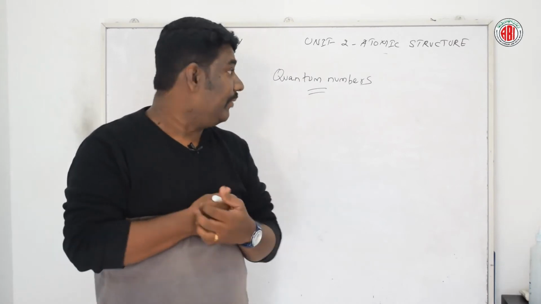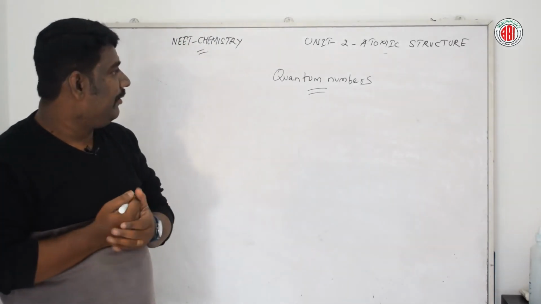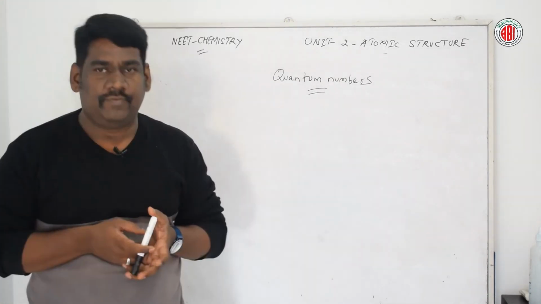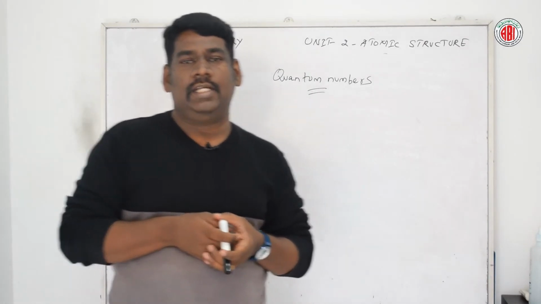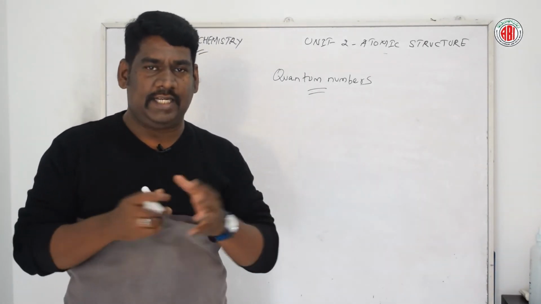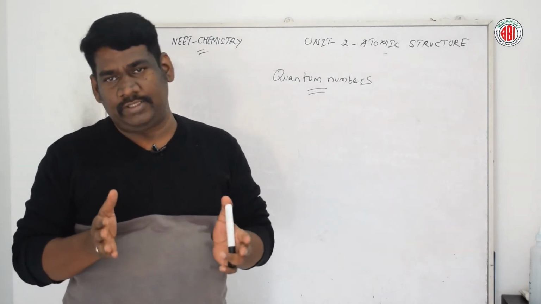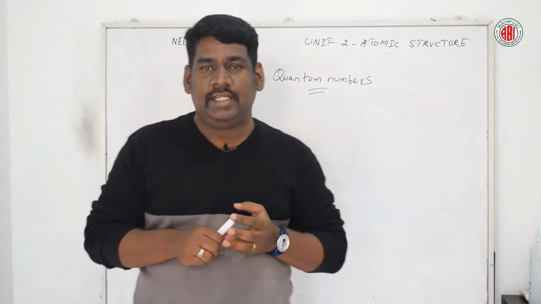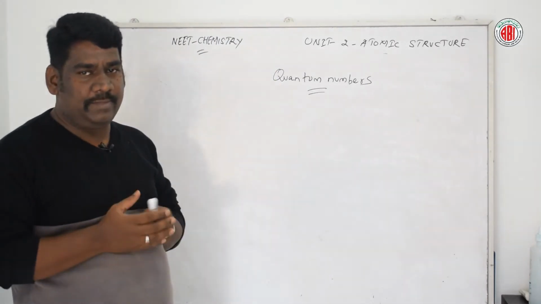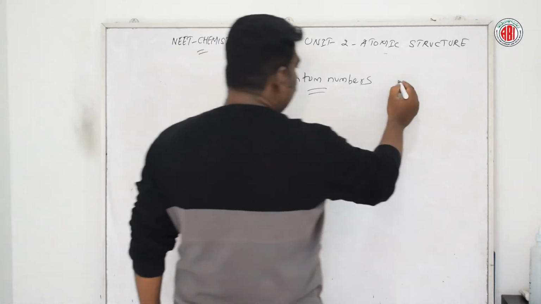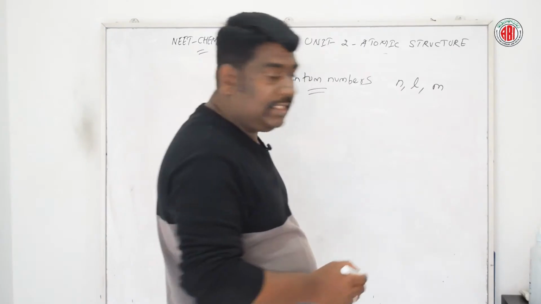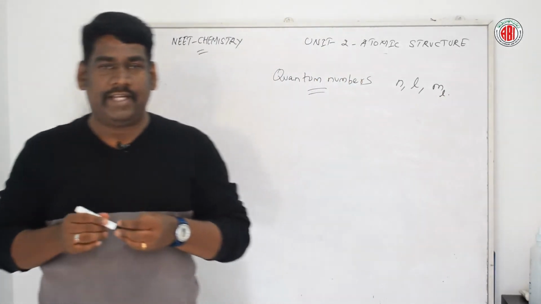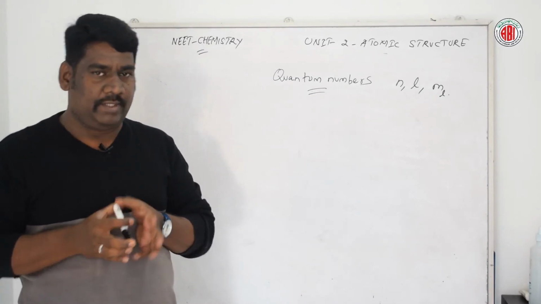Subtopic, we are going to discuss about this NEET chemistry unit 2 atomic structure, that is quantum numbers. First let us talk about quantum numbers. To describe the electron in an atom in different orbitals, we need to set certain numbers, and these numbers are called quantum numbers, and these quantum numbers are denoted by different letters like small n, small l and ml. So these are the three different letters we are using to denote the quantum numbers.